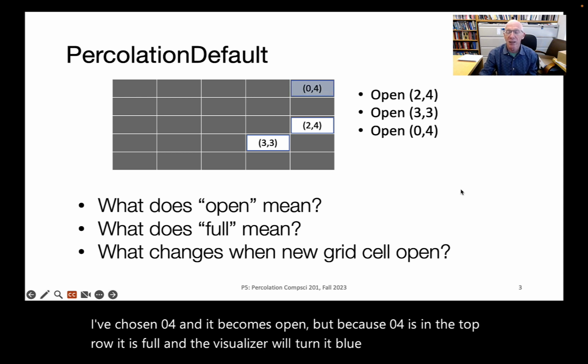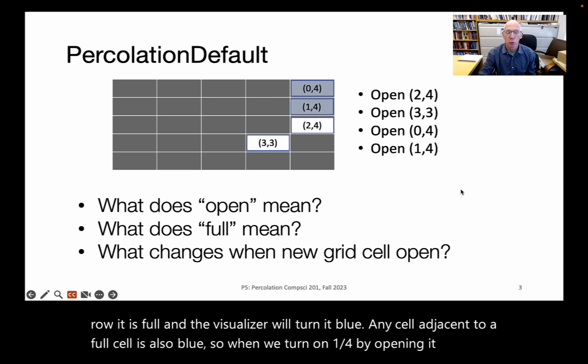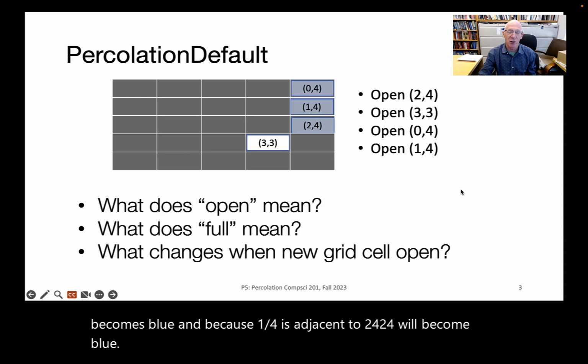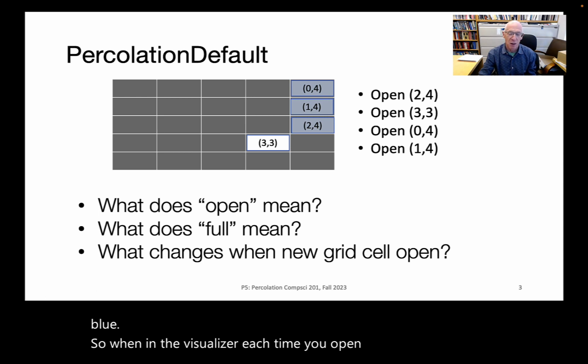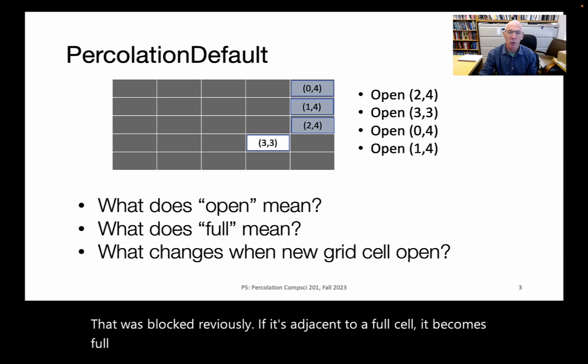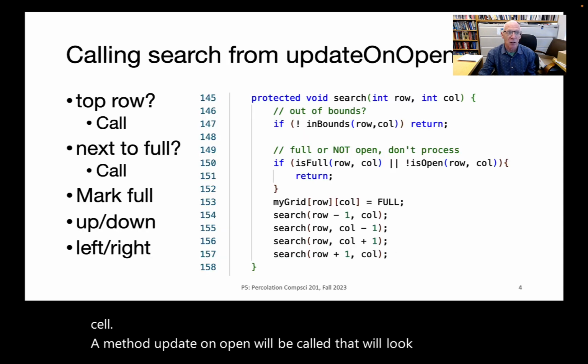Any cell adjacent to a full cell is also blue. So when we turn on 1, 4, by opening it, it becomes blue. And because 1, 4 is adjacent to 2, 4, 2, 4 will become blue. So in the visualizer, each time you open a cell that was blocked previously, if it's adjacent to a full cell, it becomes full. And cells in the top row are full by default. When you open a cell, a method updateOnOpen will be called that will look for full cells.